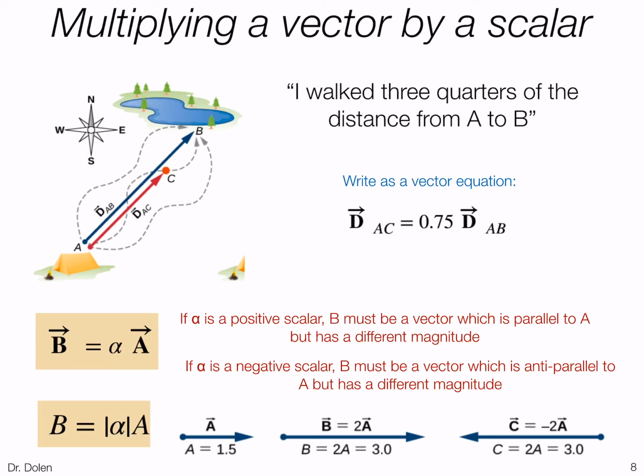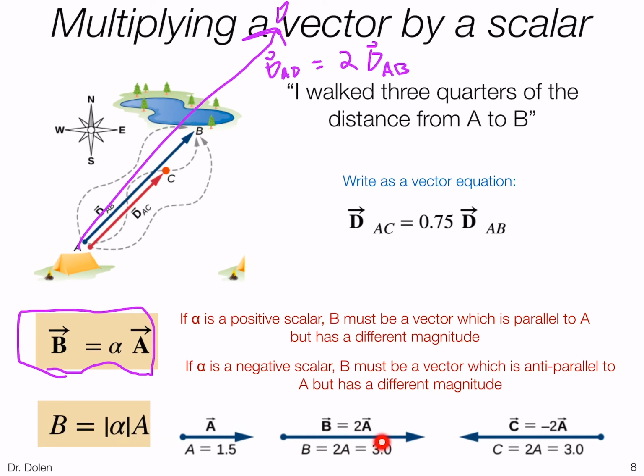I start with vector a. It has a magnitude of 1.5 and it's pointing to the right, or we could say in the plus x direction. If I multiply a by 2 to get vector b, that's what I'm doing right here, 2 times a is vector b. b is twice as long as a. It points in exactly the same direction. And I can see that the magnitude of b is 3, where the magnitude of a was 1.5.